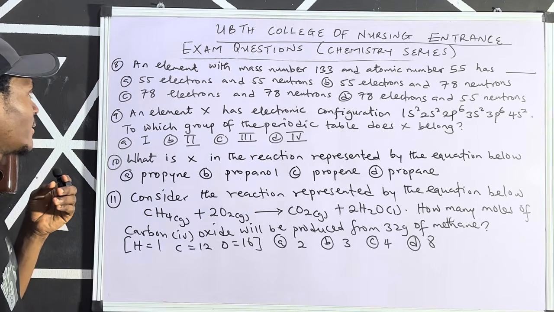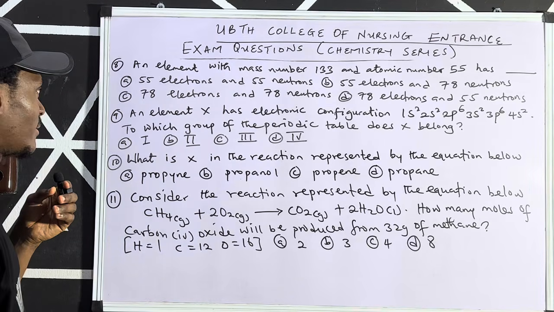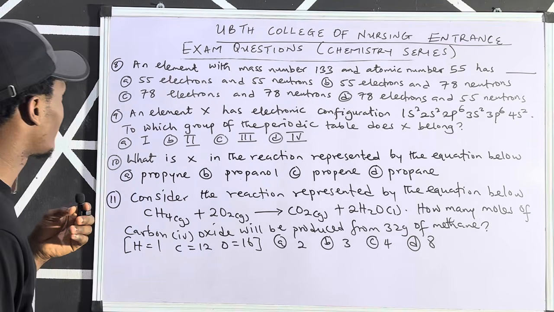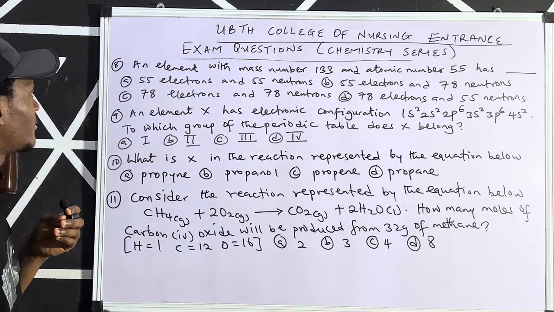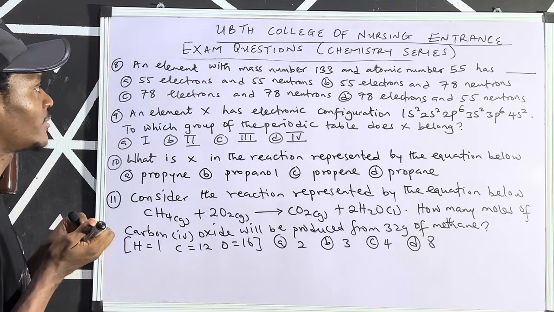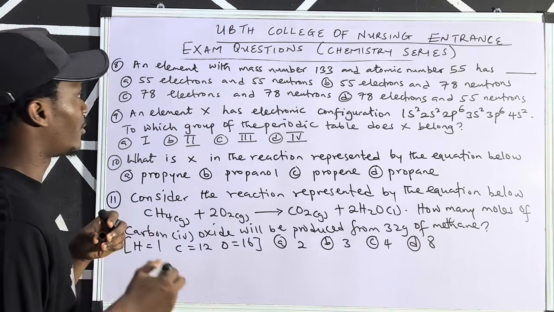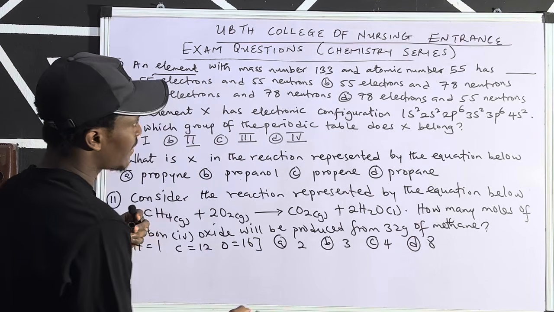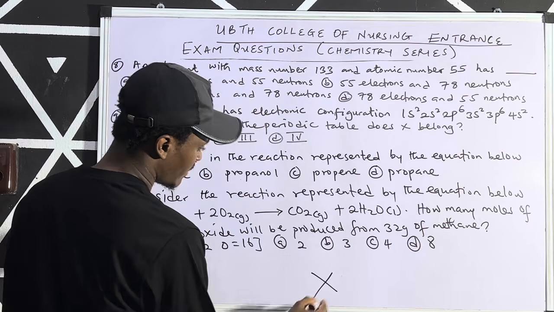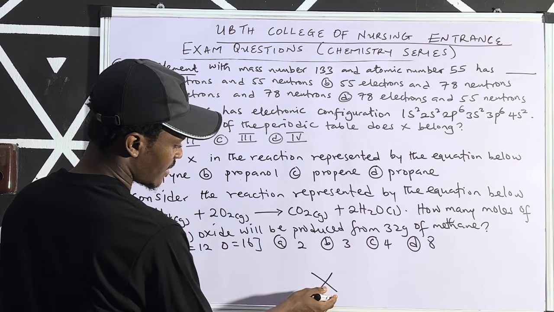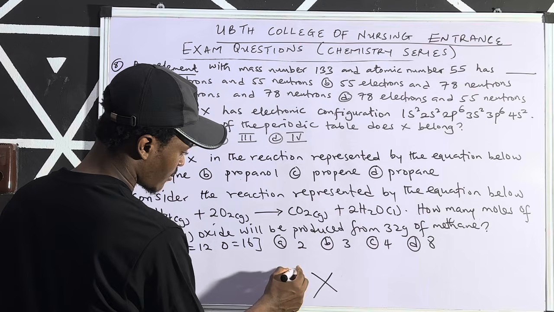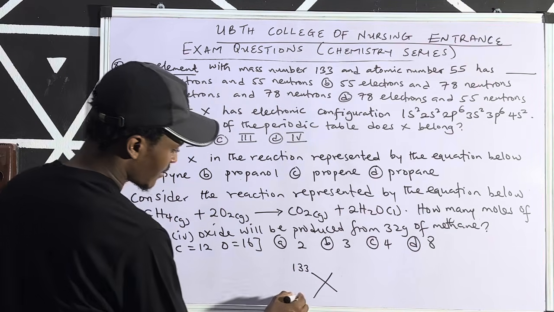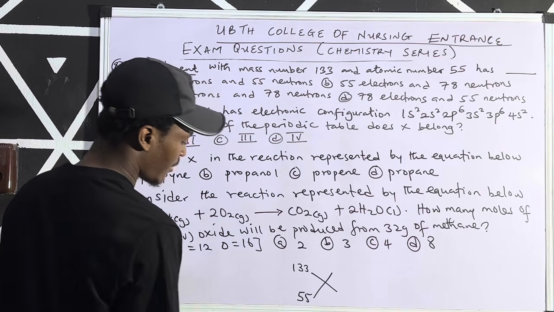Question 8. An element with mass number 133 and atomic number 55 has dash. Before we can look at this, let's get the proton, electron, and neutron number of this element. Firstly, they gave us the mass number to be 133. So it's very easy. Let's say this is the element. Write the mass number 133. Then next, the atomic number is 55, so write it beneath.